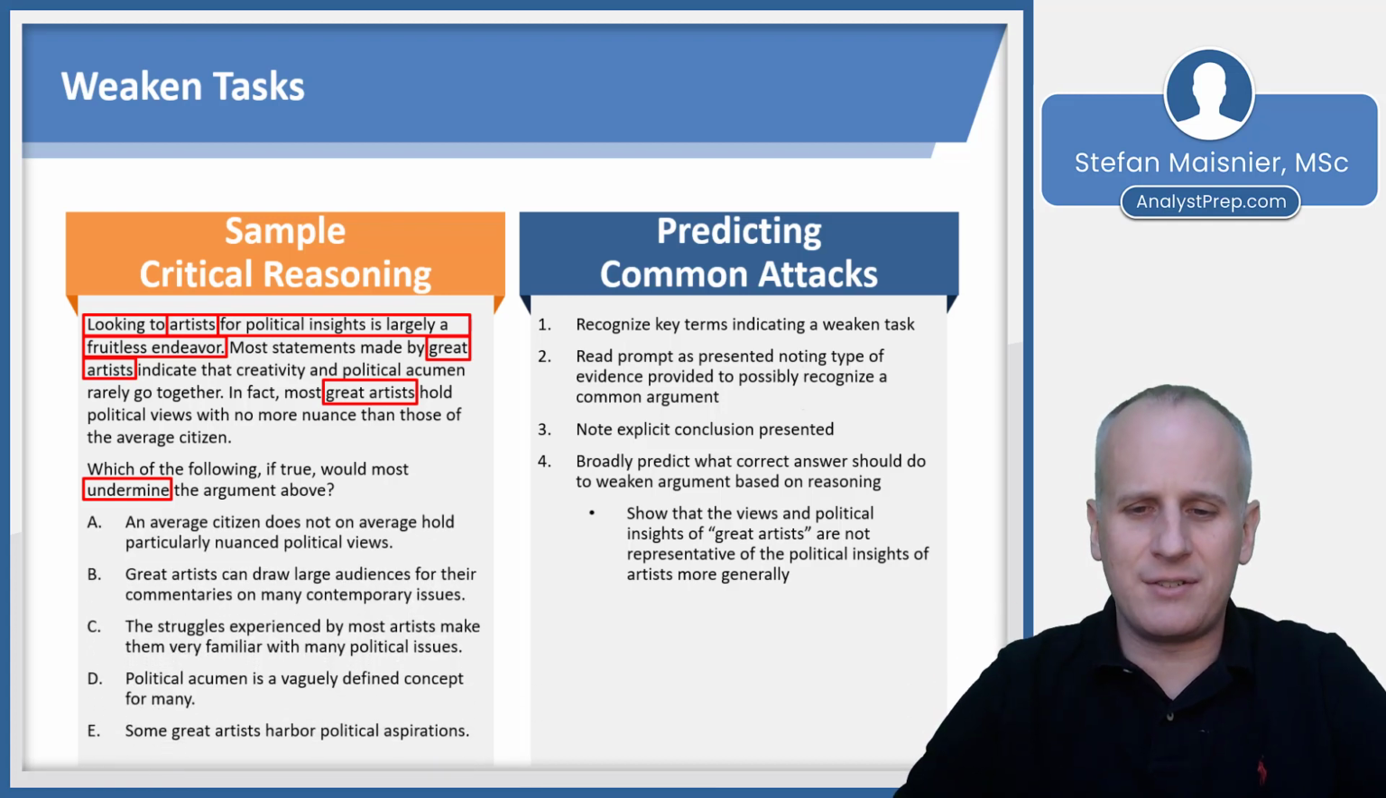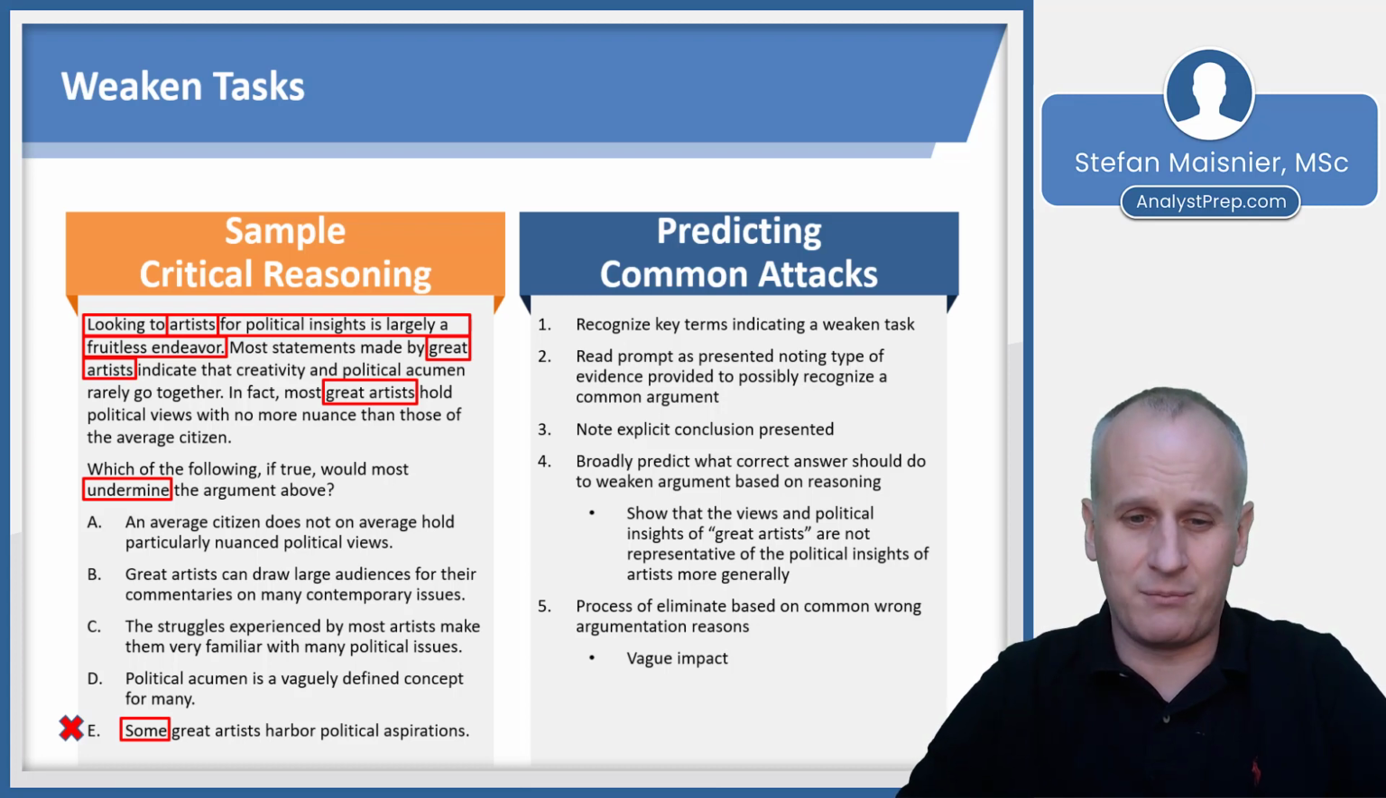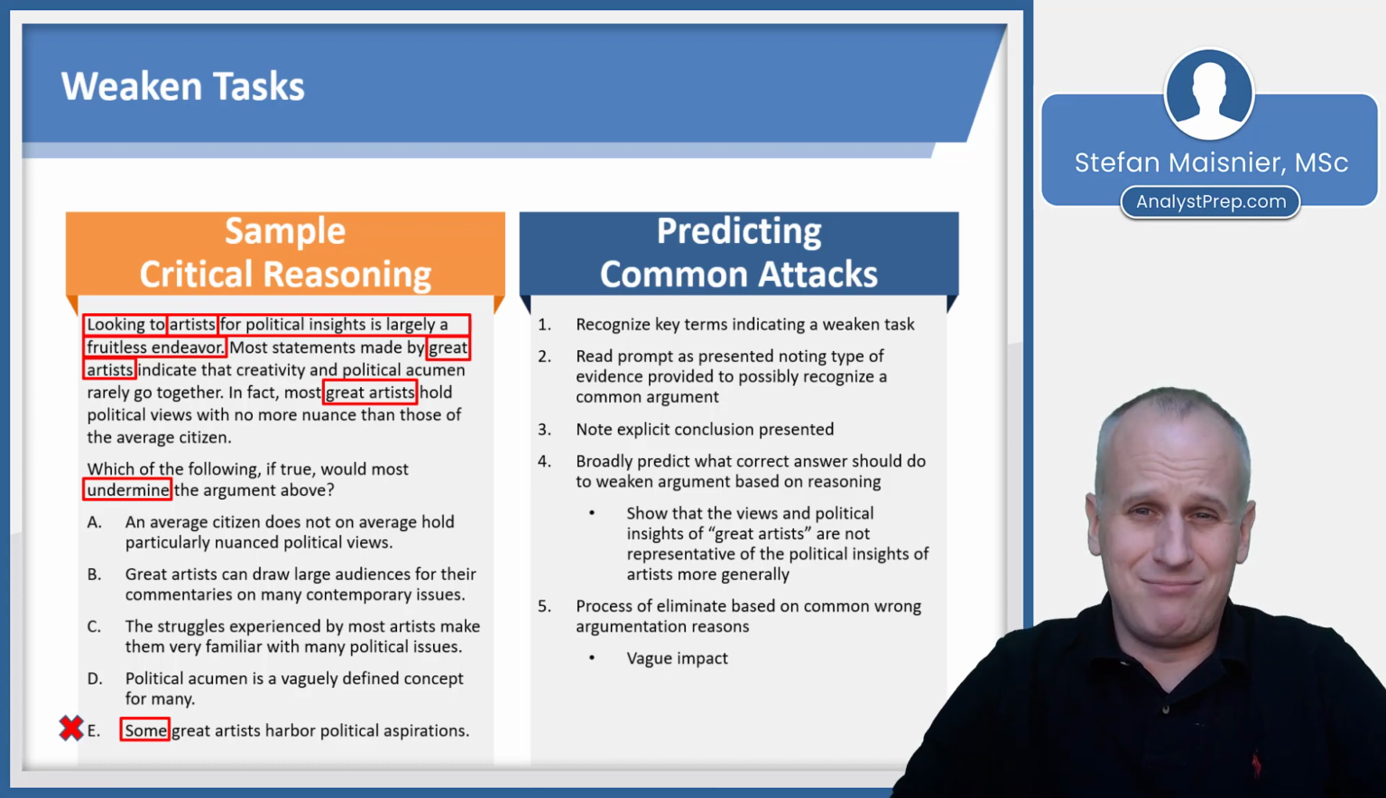So we introduce our answer choices and we process eliminate for our common wrong reasons, starting with a vague impact. Looking at choice E at the beginning, we see some great artists harbor political aspirations. Wonderful. I don't know how many, and that doesn't address our link of great artists to artists. While some great artists harboring political aspirations may do something for the great artists, it does not attack the argument that we have regarding all artists.